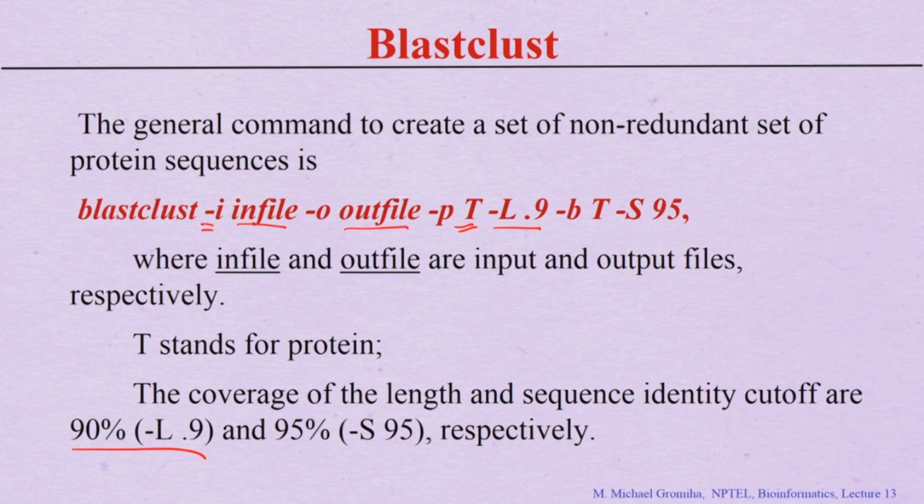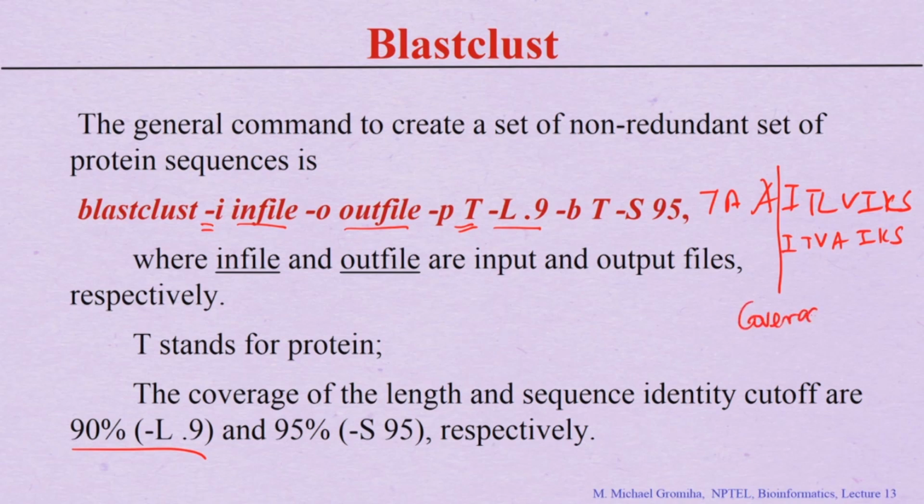Sequence coverage. For example, if you have one sequence, AITLVIK, and you can see only some part of the sequence is aligned, for example only here. In this case, what is the query coverage? Coverage equal to 70%. So, this is how much coverage you can accept, and then you can see the S95.